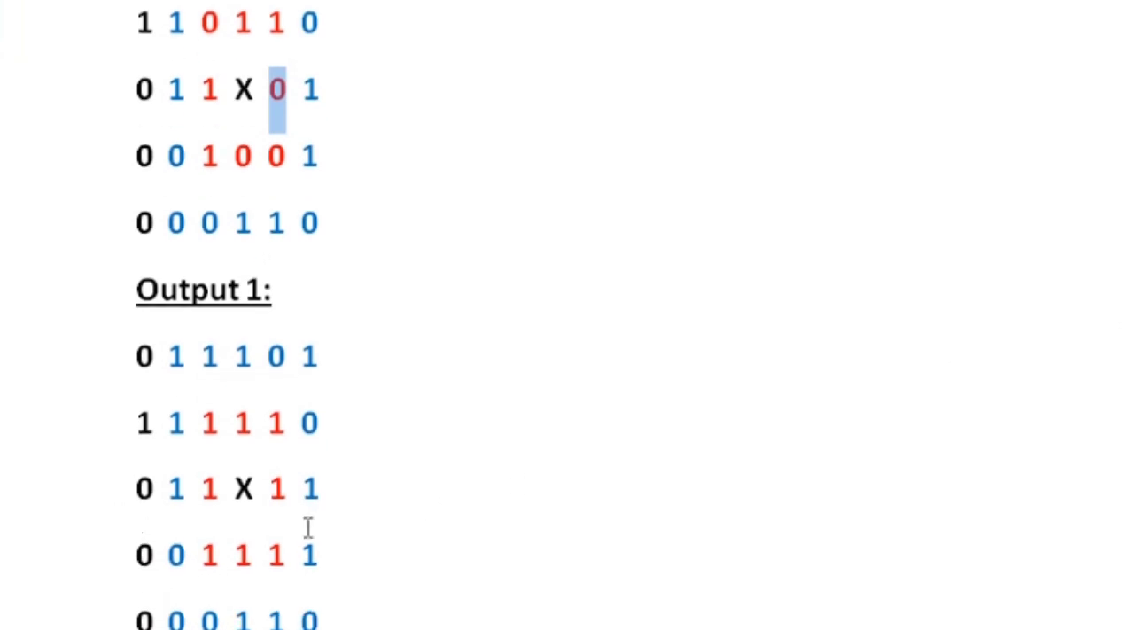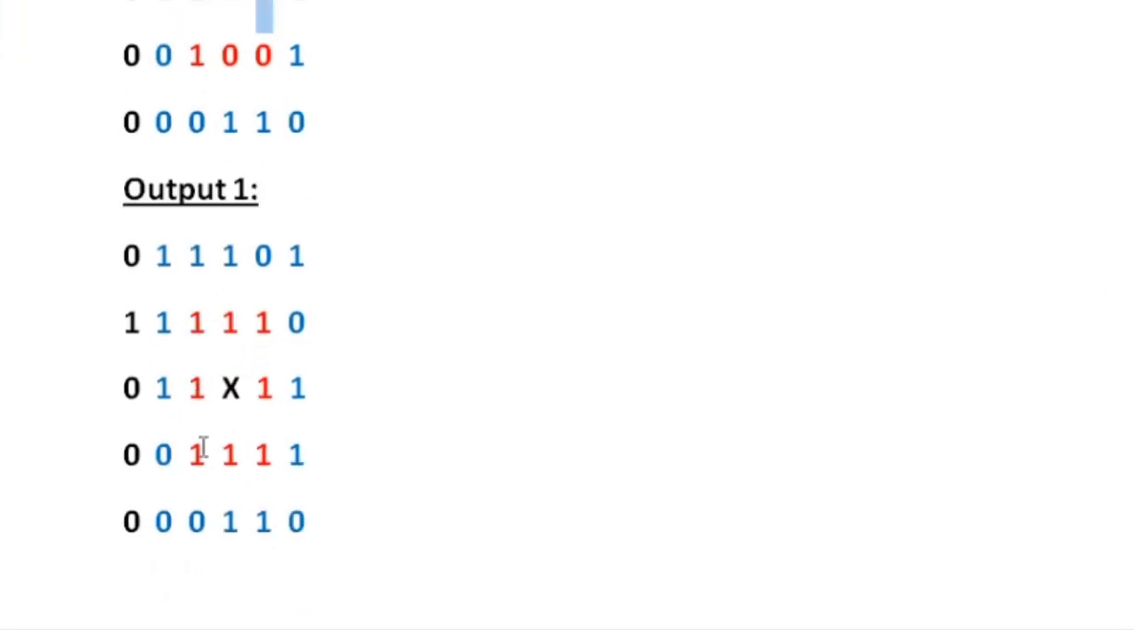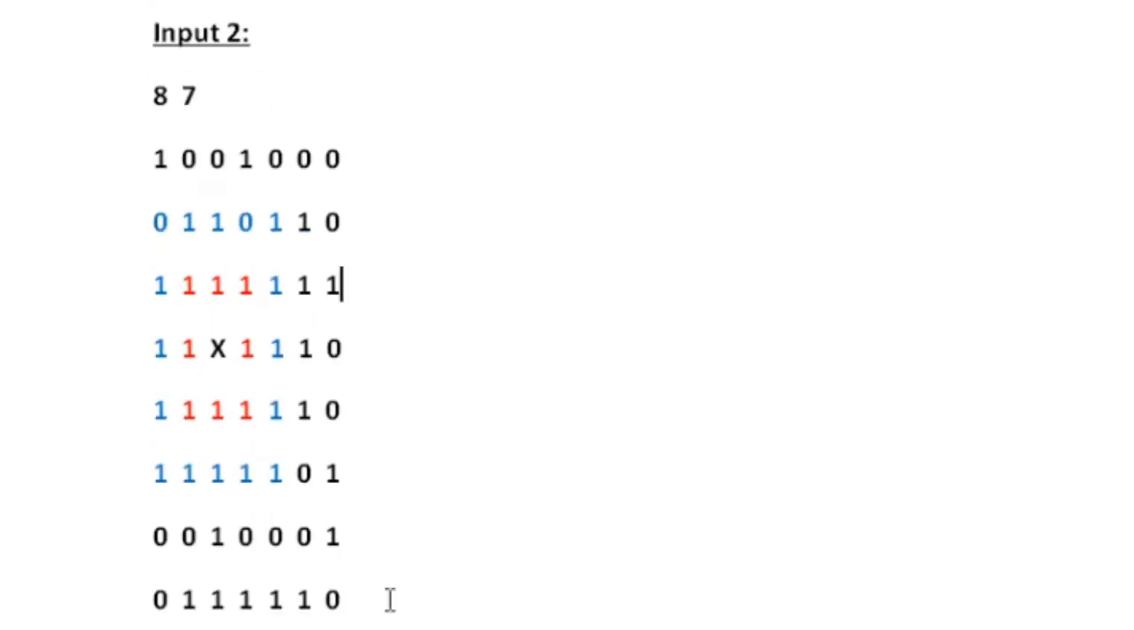So here we can see that we are updating all the zeros present in this red ring to 1 and then printing the whole matrix. And we are not making any changes to this blue layer. Now let us see our sample input 2.